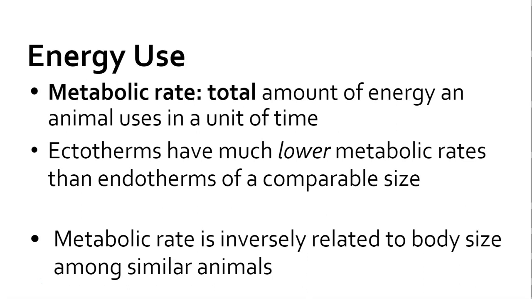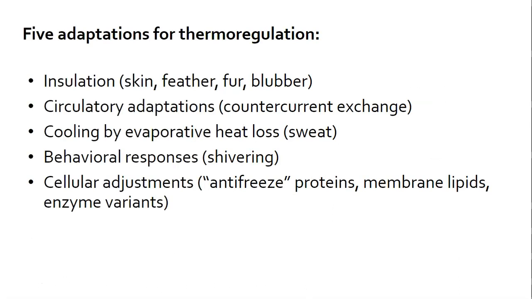We talked previously about metabolism, which is the total amount of energy an animal uses for a given unit of time. So ectotherms, because they can't really easily maintain an internal state, have a lower metabolic rate. It's also inversely related to body size. Think about how super small animals have a high metabolic rate and very large animals have a small metabolic rate. And so we've adapted many different things to try to maintain elements of homeostasis, such as thermal regulation.